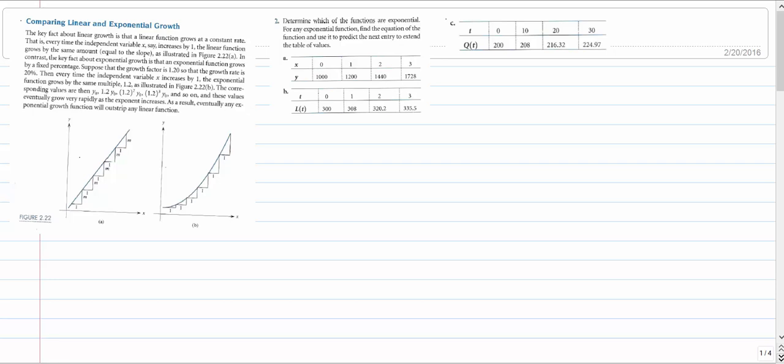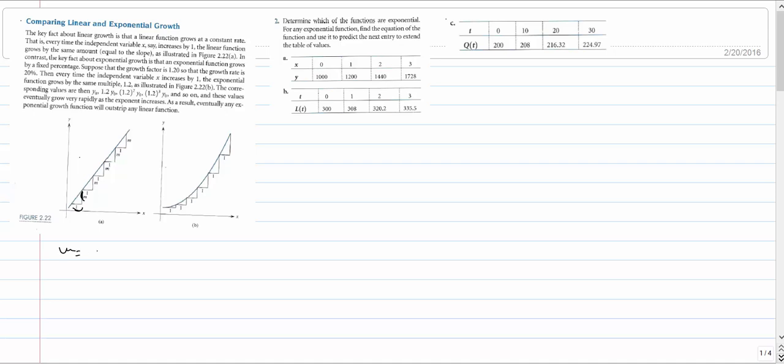Comparing linear and exponential growth. The key fact about linear growth is that a linear function grows at a constant rate. That is, every time the independent variable x increases by 1, the linear function grows by the same amount, equal to the slope.